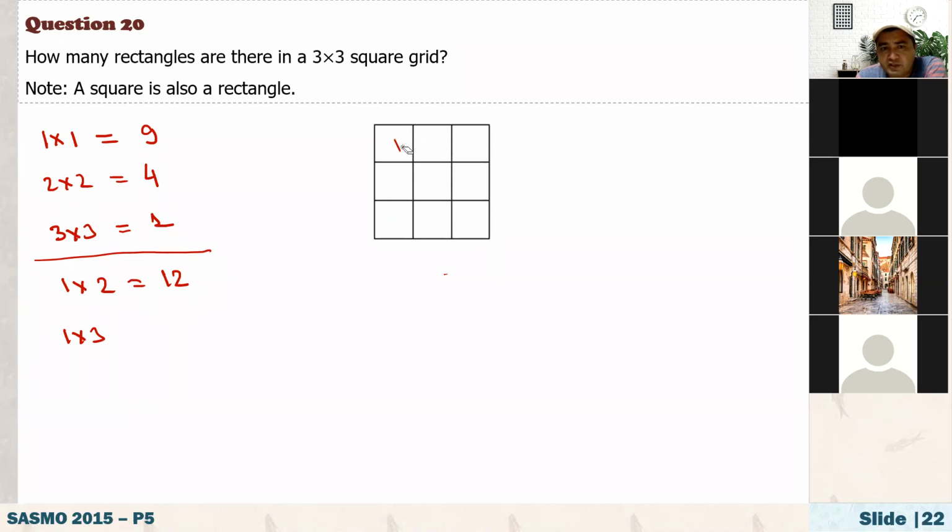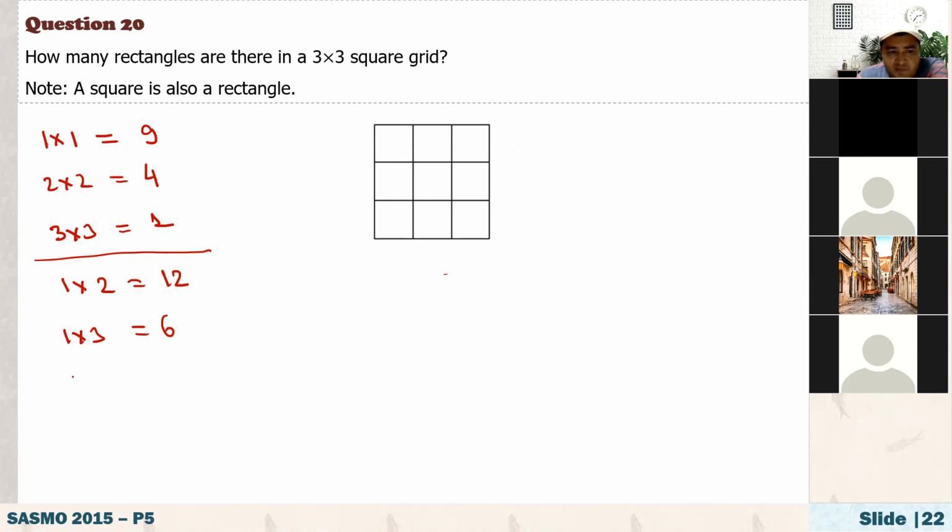If you look at the shape, how many 1 by 3 rectangles? This one is 1, right? This one is 2, this one is 3, and also this one is 4, and this one is 5, and this one is 6. So how many? Here we have 6. Okay, so these are 1 by 3 rectangles, and that's it.